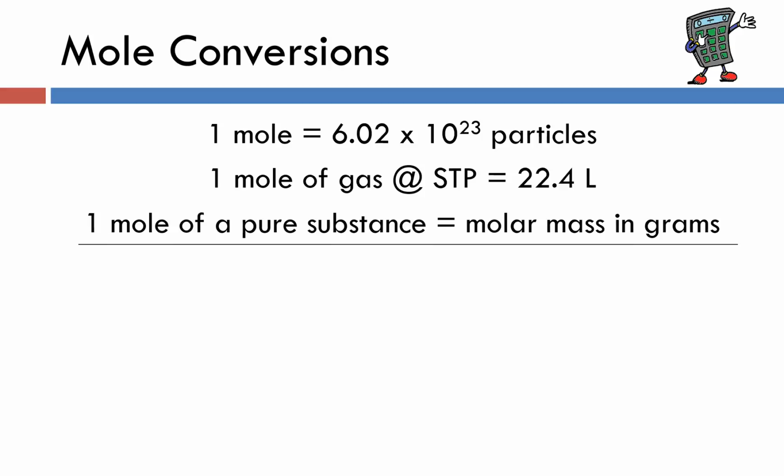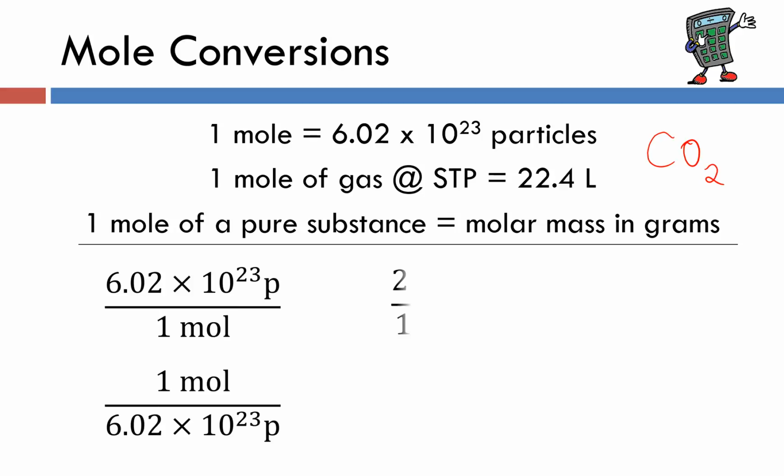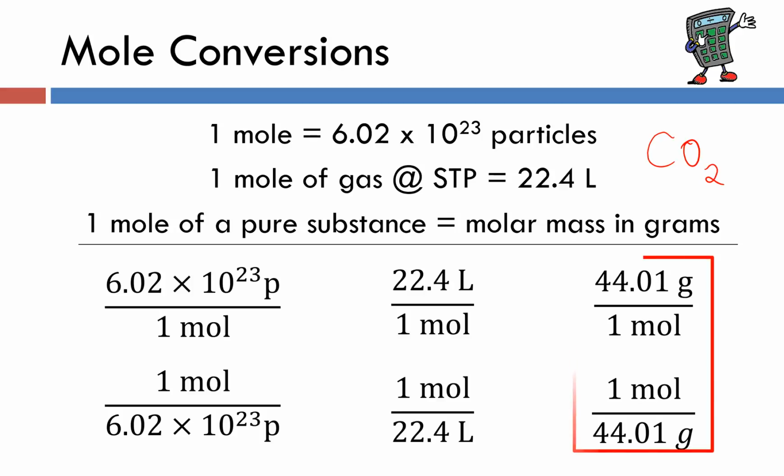If you've got a mole of gas at standard temperature and pressure, it has a volume of 22.4 liters. And if you have 1 mole of a pure substance, it will have the mass in grams of that substance. So let's say we're looking at CO2. If I have a mole of CO2, I have 6.02 times 10 to the 23rd particles of CO2, or molecules of CO2. I can set up those fractions with 6.02 times 10 to the 23rd in the numerator or the denominator. I would have 22.4 liters of carbon dioxide at standard temperature and pressure. That would be 1 mole. Again, I can flip that upside down as well. And finally, it has a molar mass of roughly 44 grams. So if I have 44 grams of carbon dioxide, I have a mole of carbon dioxide, regardless of how I orient it. And it turns out this molar mass conversion is going to be the most useful one this semester.